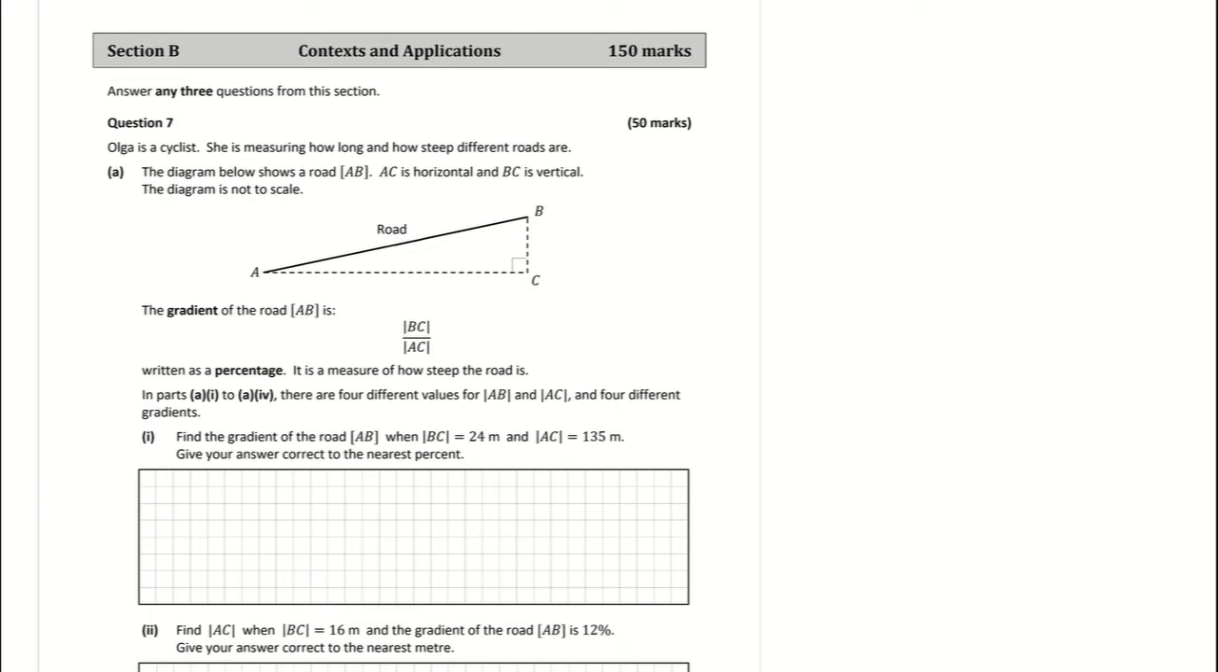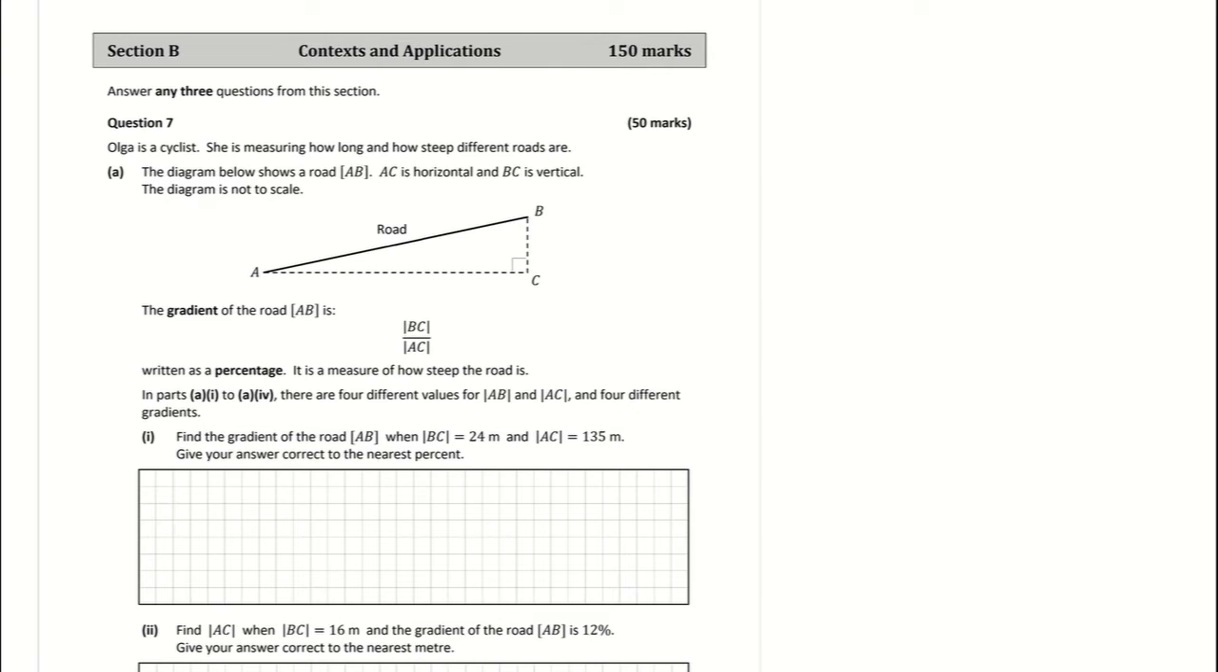Section B, question 7. Olga is a cyclist. She is measuring how long and how steep different roads are. Part A, the diagram below shows roads A, B. AC is horizontal, BC is vertical. The diagram is not to scale. The gradient of road AB is as follows. Gradient is just another word for slope.